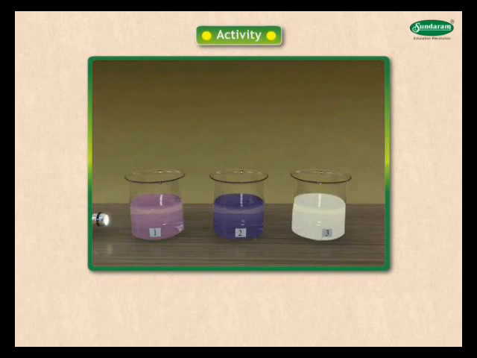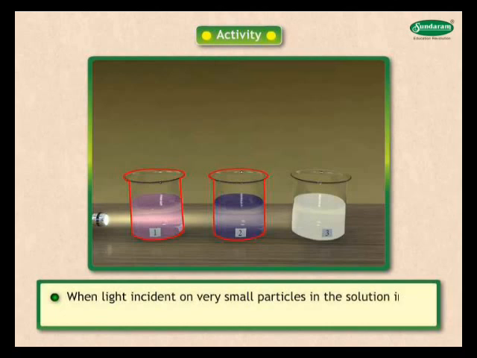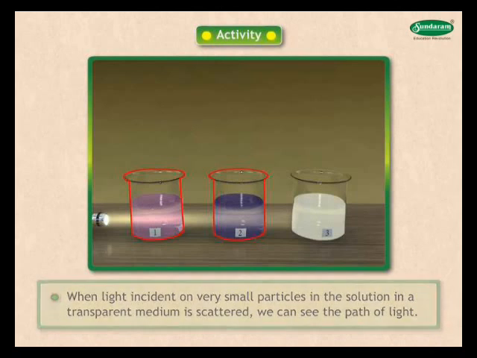Direct a beam of light from a torch through these beakers 1, 2, 3. In which beaker is the path of the beam of light visible? Why? The path of the beam of light is visible in beakers 1 and 2 because when light is incident on very small particles in the solution in a transparent medium, it is scattered, so we can see the path of light.